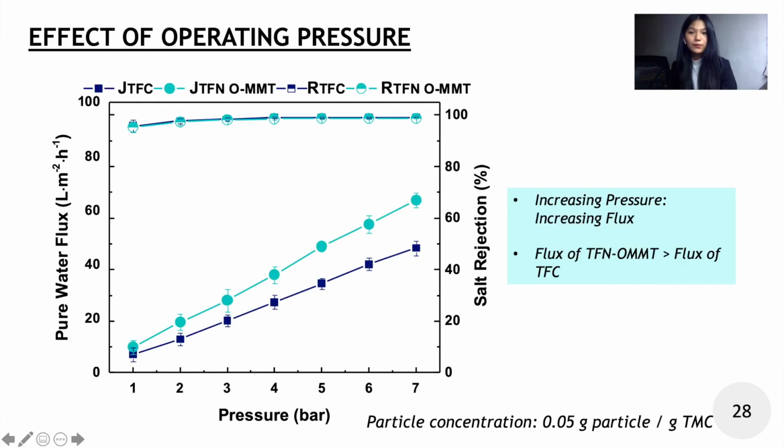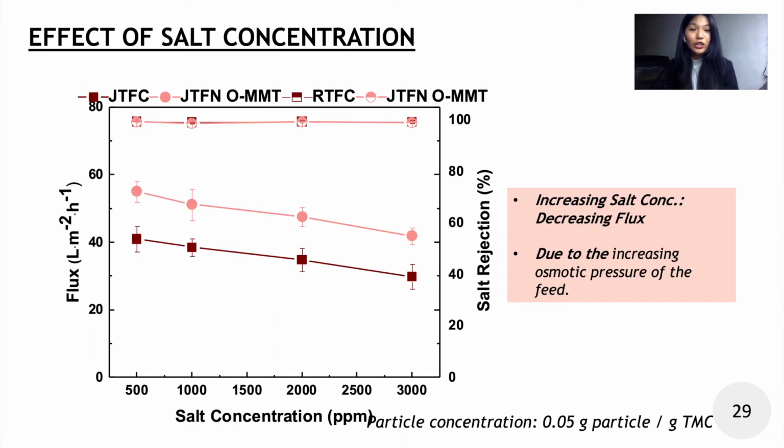NF membranes. For operating pressure, both membranes increased in flux as the pressure was increasing, but comparing the performance of TFC and TFN-OMMT, it can be seen that the modified membrane had a higher flux without sacrificing the rejection. For salt concentration, as the salt concentration of the feed increases, there was a decrease in the flux for both membranes. This is because the osmotic pressure of the feed increases. Once the osmotic pressure increases, the pressure required for the permeate to pass through also increases.